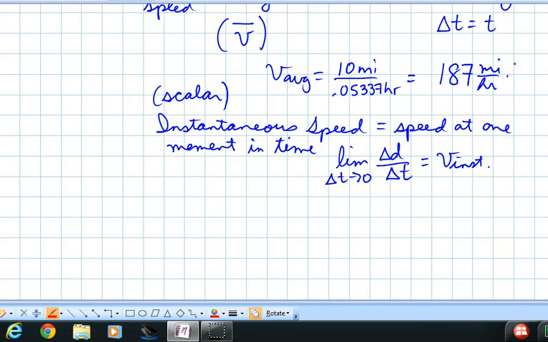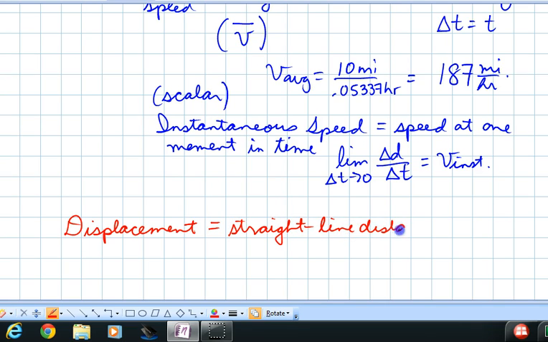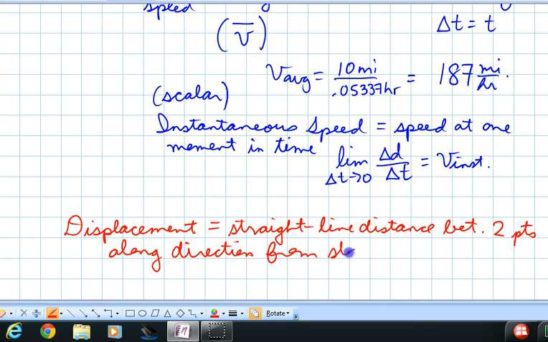We're going to contrast this now with displacement. So displacement is the straight line distance between 2 points. And we also have to talk about the direction from the starting point to the finish.